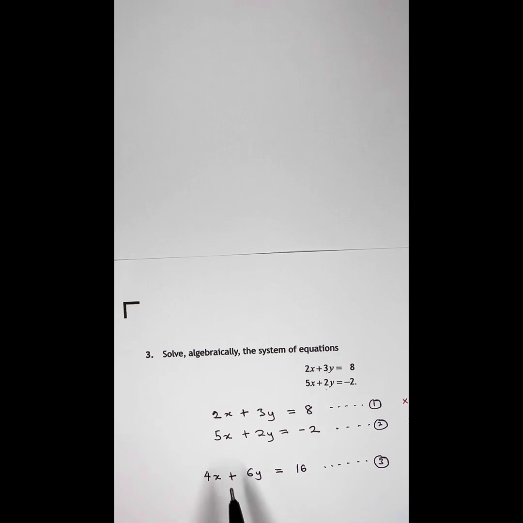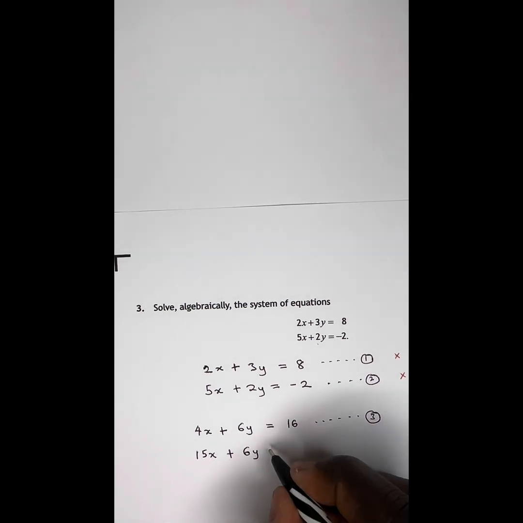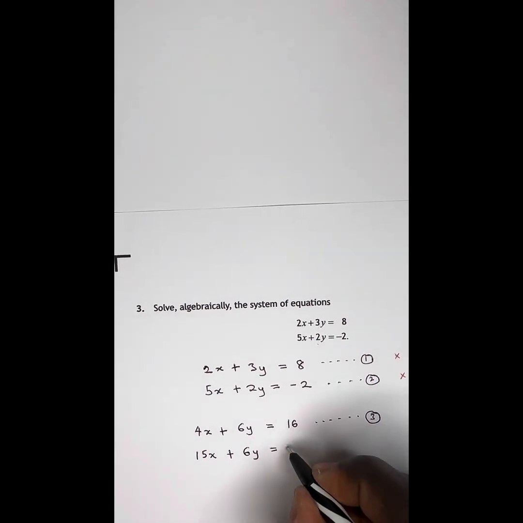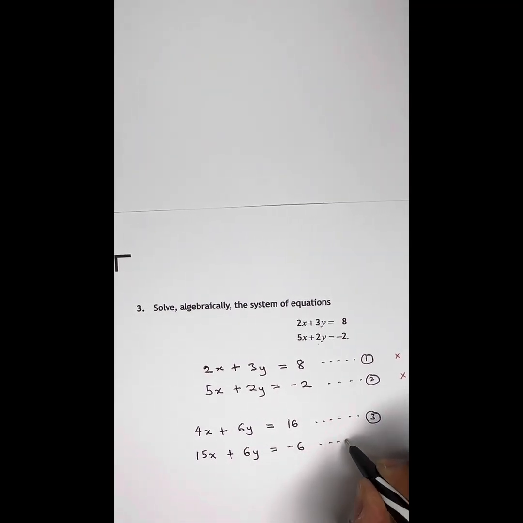So I multiply equation 2 by 3. That's going to give me 15x plus 6y. Now you see we have the coefficient of y to be the same, 6 in both cases. And then minus 2 times 3, so that's going to give us -6. So I can call this equation 4.